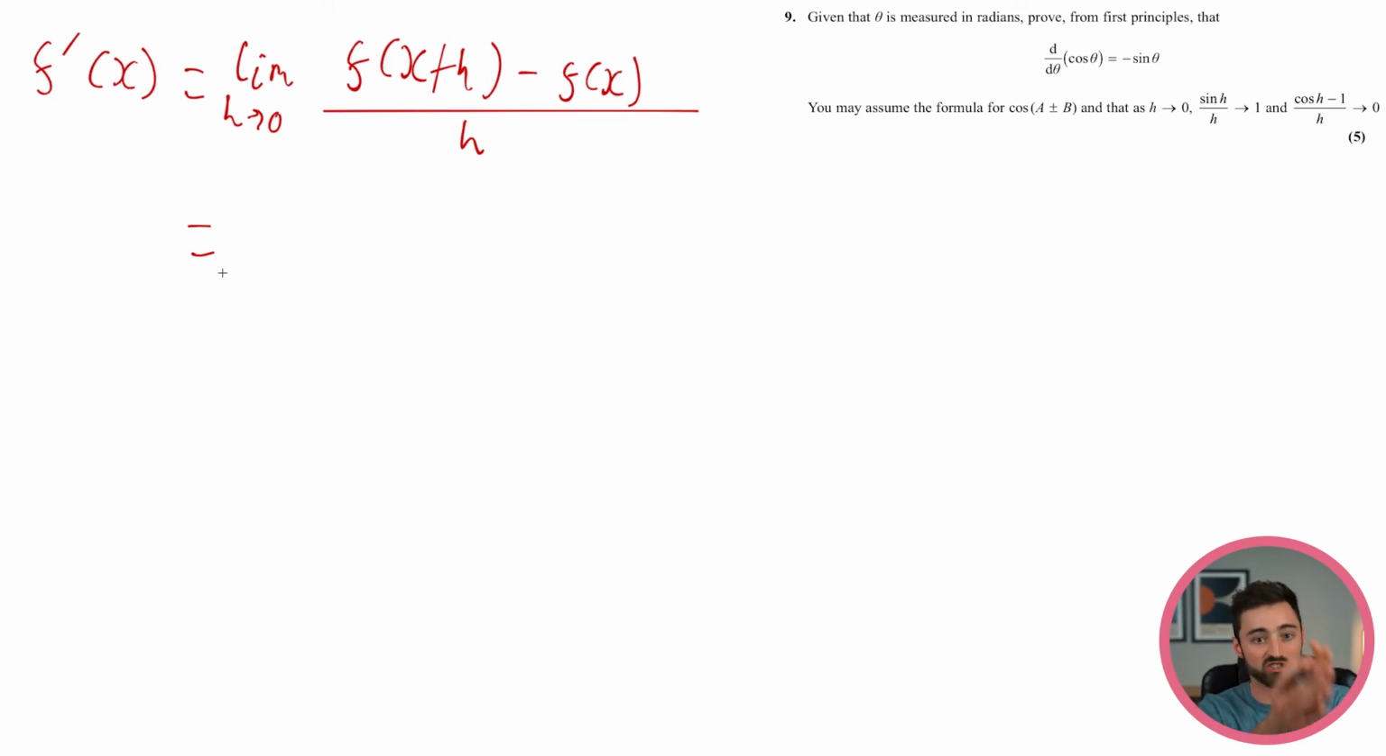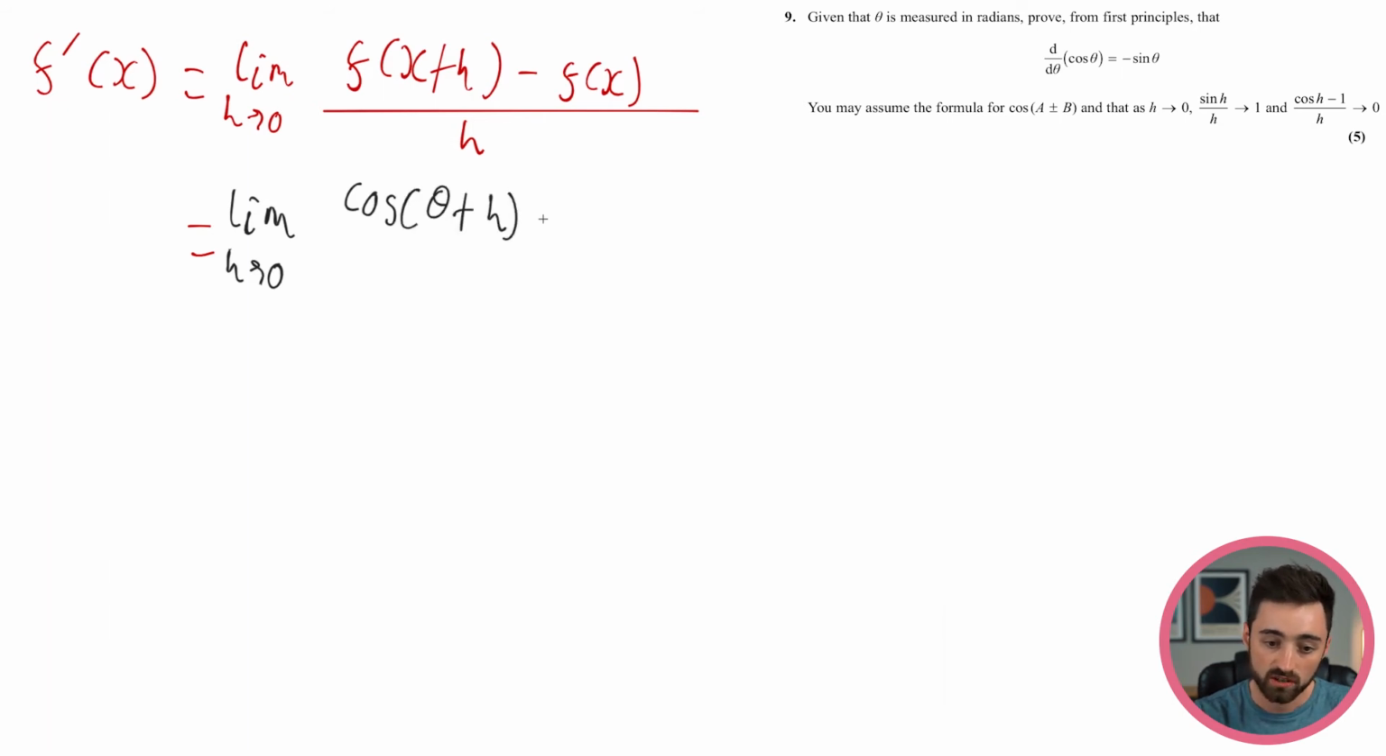So I'm just going to sub everything straight in. I'm going to use theta instead of x here, and then my f is going to be cos. So this is going to be the limit, in my case, as h tends to 0 of cos of (theta plus h) minus f of theta, which in this case is cos of theta. All of this is going to be divided by h.